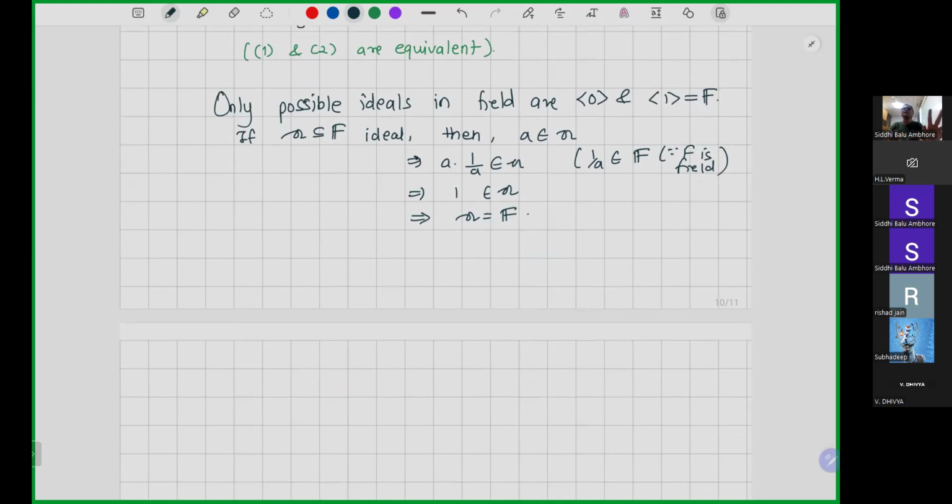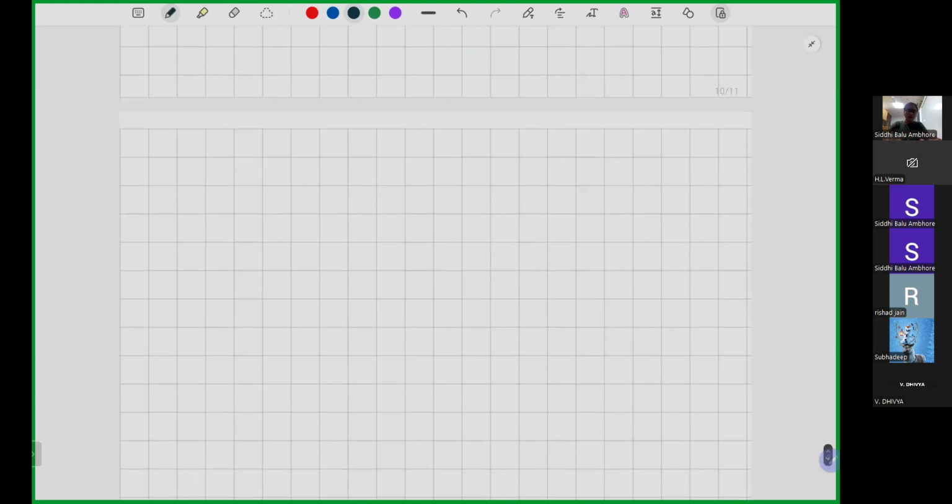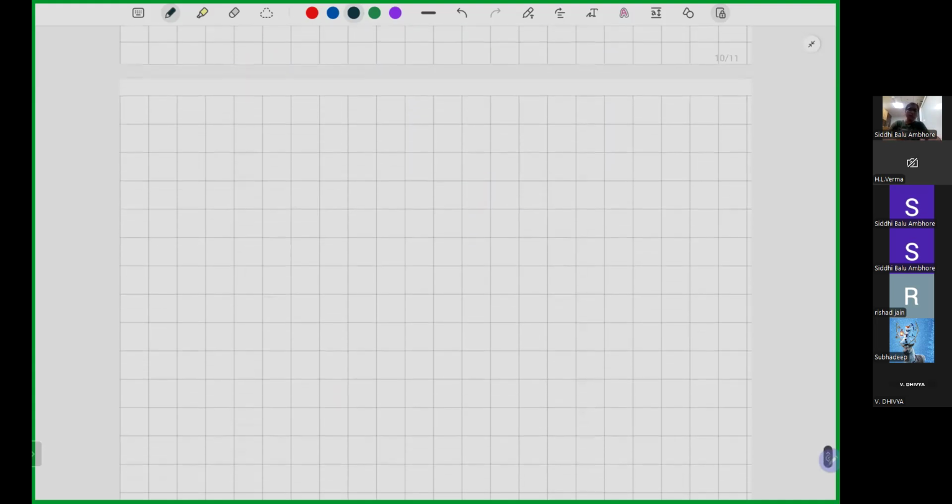A subring of a field need not be Noetherian always, and in fact the subring need not even be a field. A subring of a Noetherian ring again need not be Noetherian. One example is given in the PDF of the non-graded assignments; you can go and check that. And I would like to give one example.